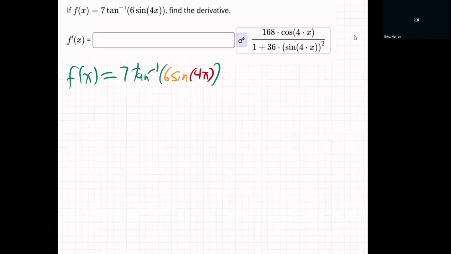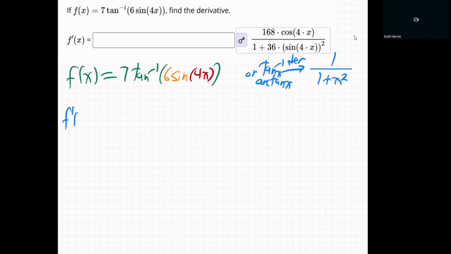So first off, how do we take the derivative of tan inverse? What is the derivative rule for tan inverse? It's the same as arctan. Tan inverse is arctan, whatever. The derivative is 1 over 1 plus x squared, of x, or tan of x. Okay, so here we go. So we're going to go derivative.